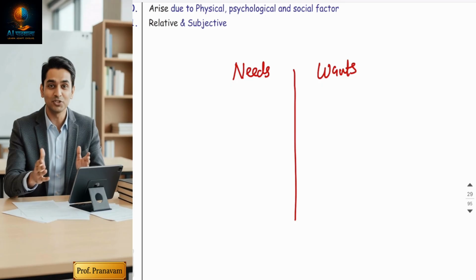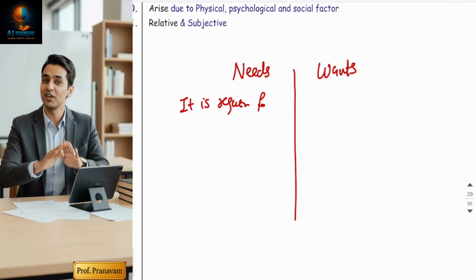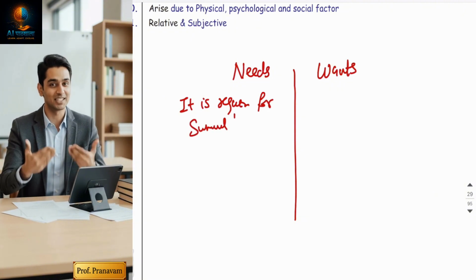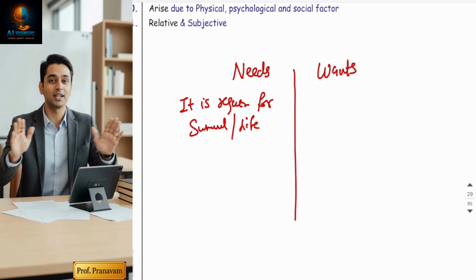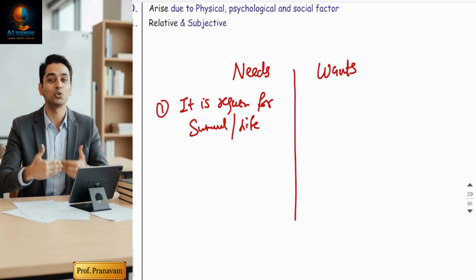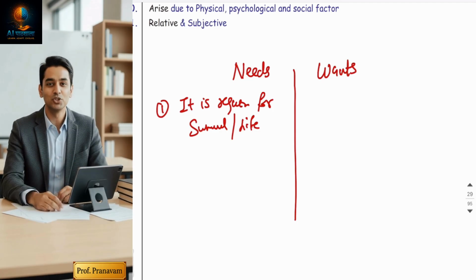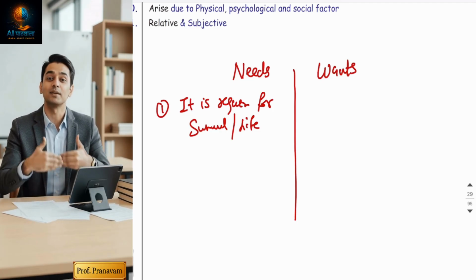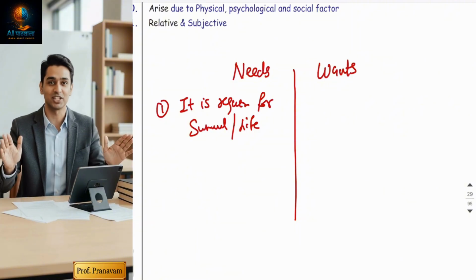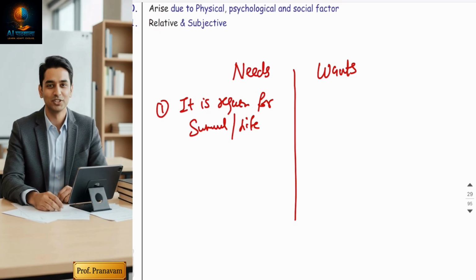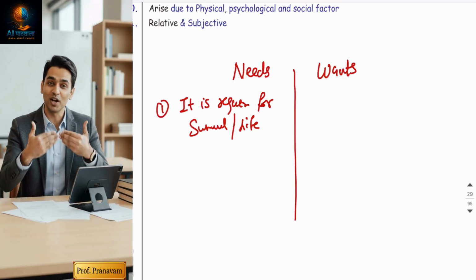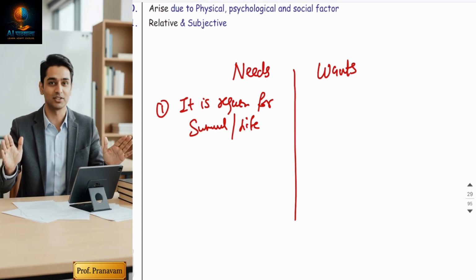So, needs means it is required for survival, for life. Needs are actually those demands without which we cannot survive. We might die. That is called needs in economics. Like a minimum amount of food, clothing, shelter, and water. If I get two times food minimum, a small place to stay, water to drink, I'll be able to survive.